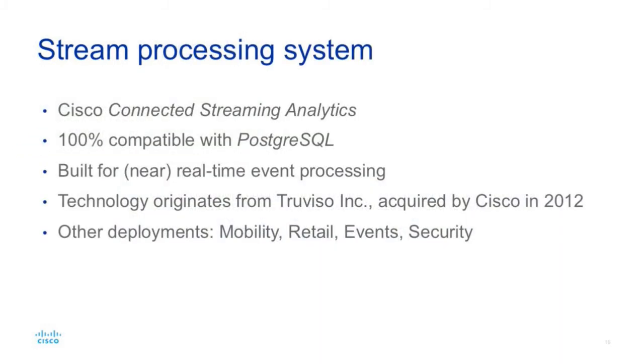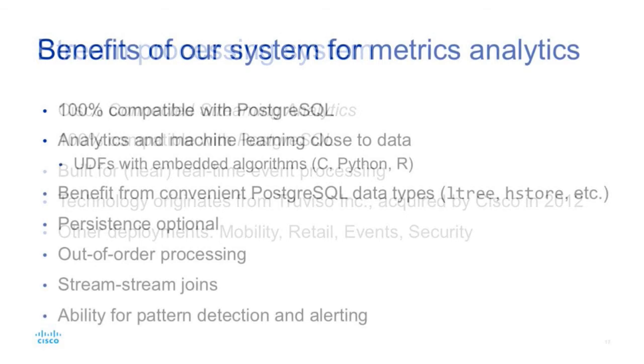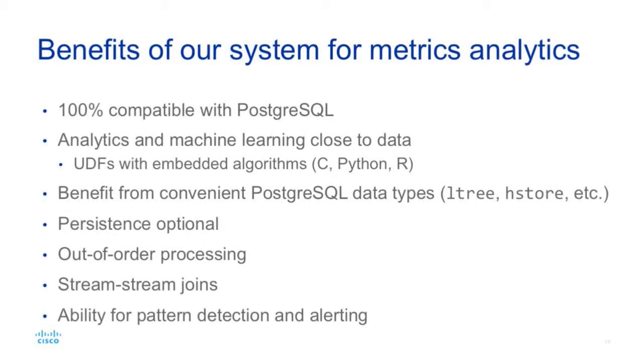I would just want to mention that the system that we have at Cisco is 100% compatible with Postgres. It's a complete superset that has stream processing capabilities. It is very scalable. It deals with hundreds of thousands of events per second, depending, of course, on the workflow and on how many streams you're dealing with. And this is original technology from Truviso that was acquired in 2012 and has been used in a lot of products at Cisco, from mobility data, retail data, events, security, emails, other things. So why not use it for metrics in OpenStack or in the cloud in general?